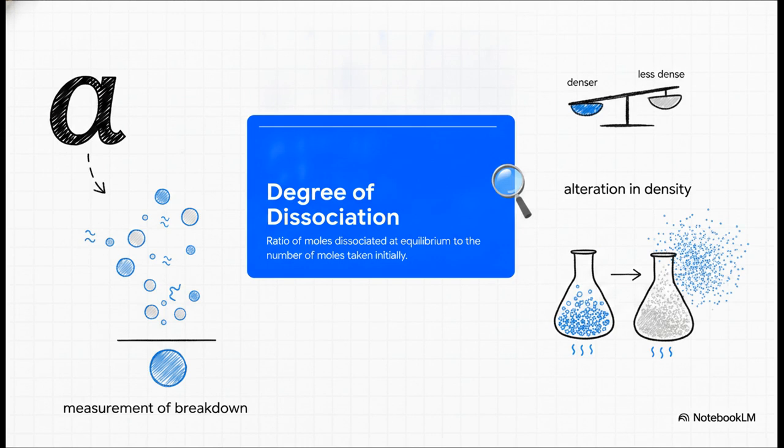And chemists can actually cleverly calculate this by measuring the vapor density of the mixture. Why? Because as a molecule breaks apart into multiple pieces, the total volume increases, which in turn perfectly alters the density of the vapor. Pretty neat, right?